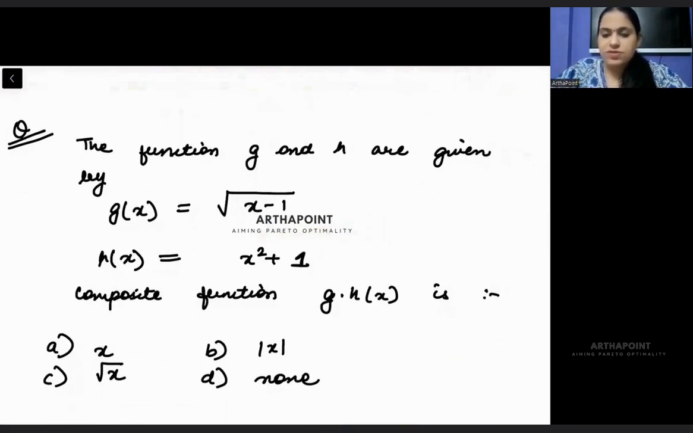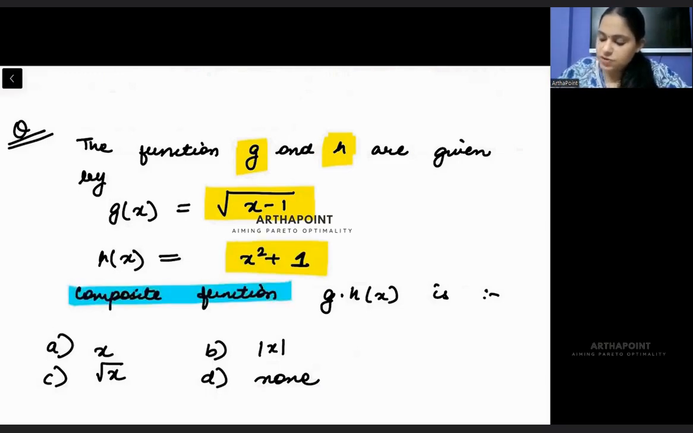Try to do this yourself first. This is saying you have 2 functions g and h. And you are given that g is root of x minus 1. And h is x squared plus 1. You need to go ahead and find out a composite function g of h of x. And tell what that will be. Pause your screens, beta. Try to do this question yourself first. Then I will do this.